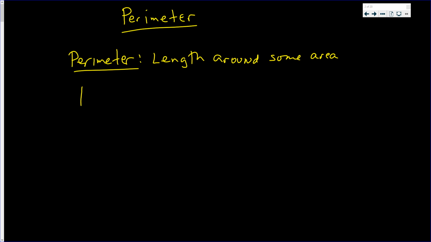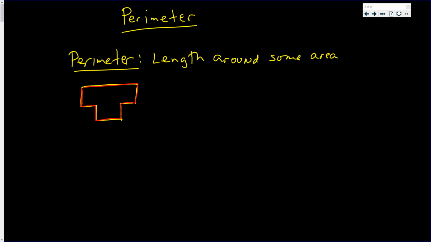So, if you have a figure like such, the perimeter would be this length plus that length plus that length plus this one and this one plus that length plus that length there. That would be the perimeter. It is how far around something.